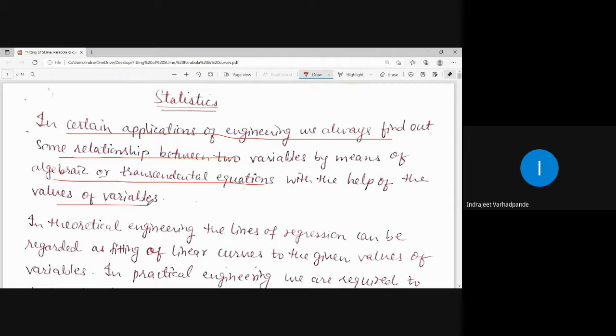Function involves variables. So what do we actually know by variable, or what is the meaning of a variable? Usually the variables are denoted by the alphabets x as well as y. The small alphabets or the notation used is small x and small y. So statistics always helps us to find out the relationship between two variables by means of algebraic or transcendental equations.